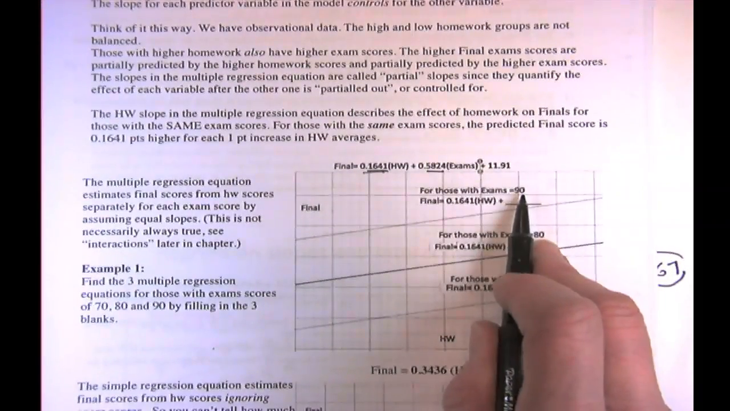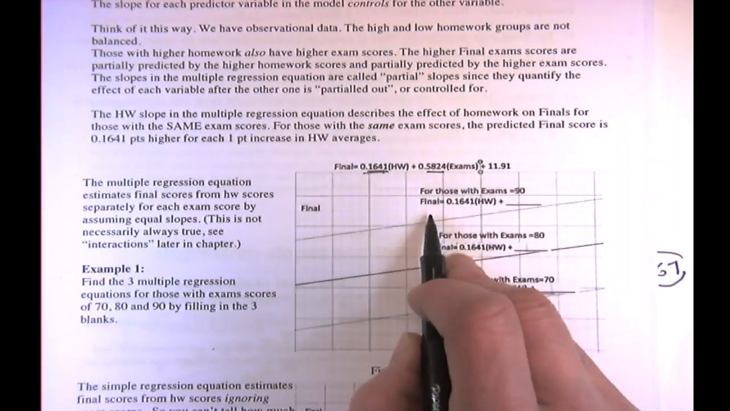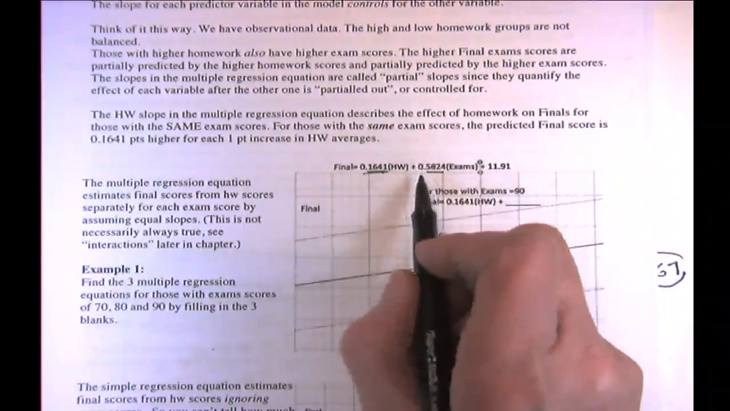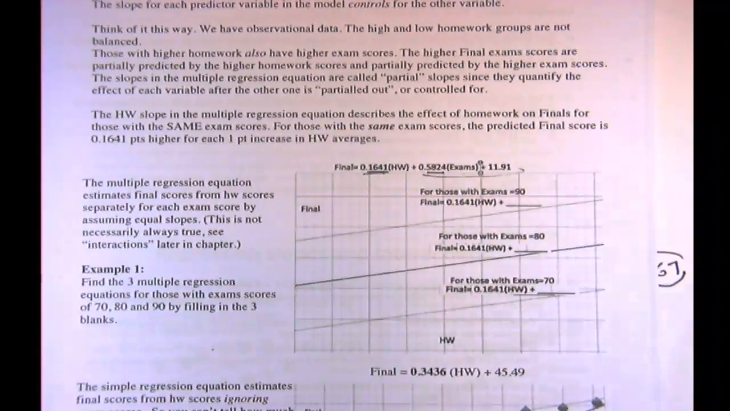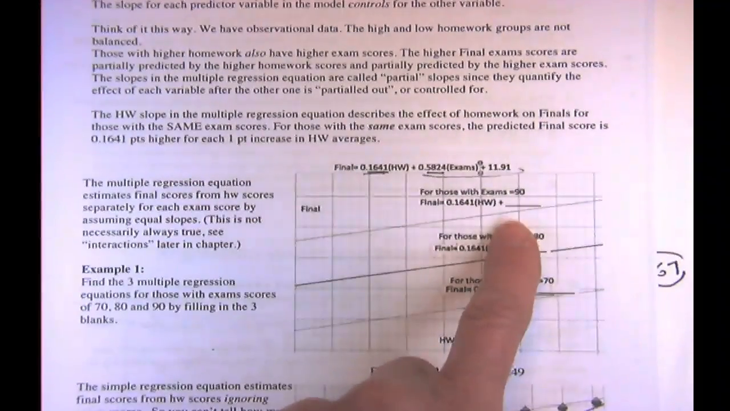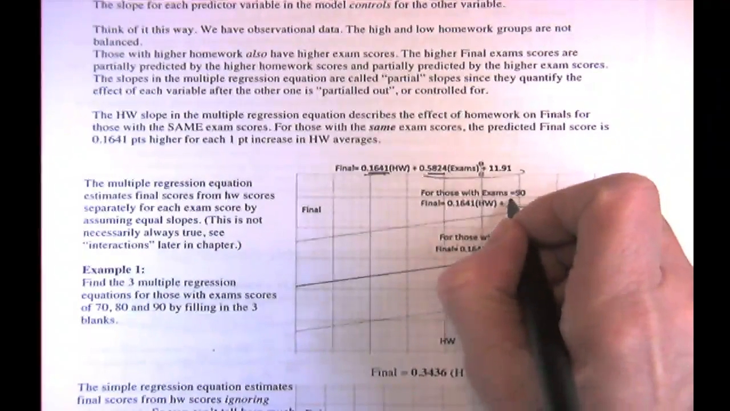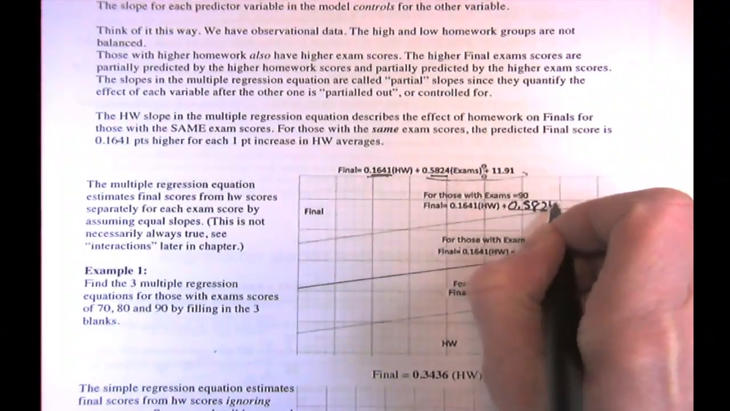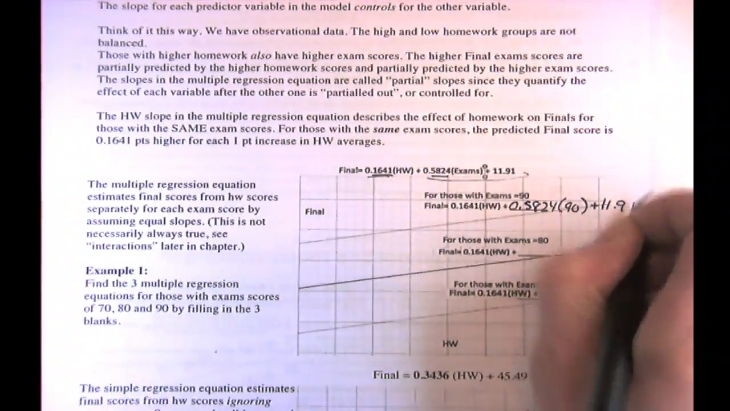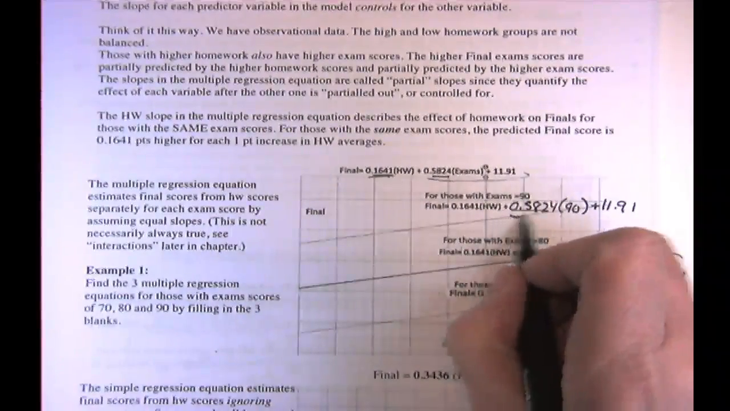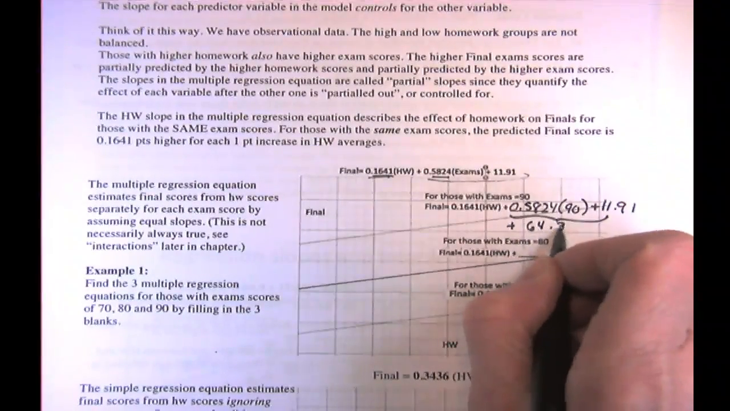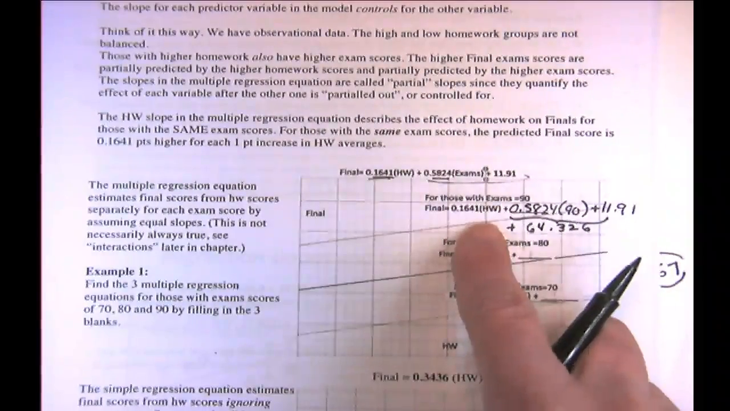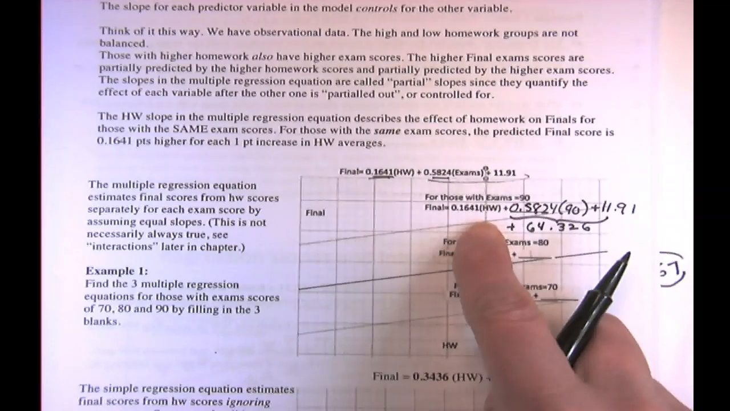For those with exams equal to 90, if I put a 90 in there, then the final is equal to 0.164 plus the intercept here. So it'll be 90 times 0.5824 plus 11.91. So it would be equal to 0.5824 times 90 plus 11.91. You get an equation with this slope and an intercept, and adding that together, 64.326. So that's for everybody who has the same exam of 90.